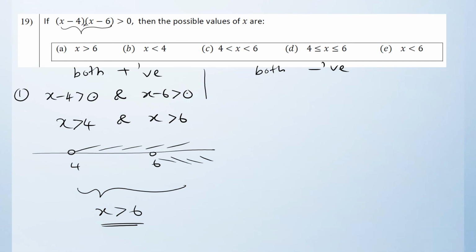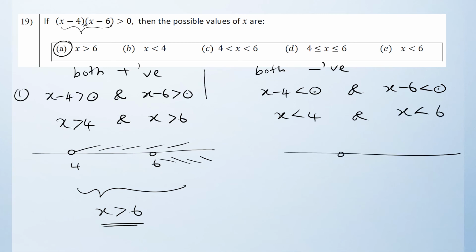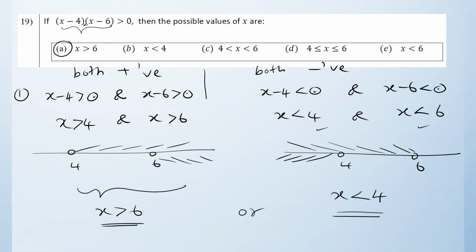So we have A as a correct one. When both are negative, x minus 4 negative and x minus 6 negative. X minus 4 negative means x less than 4 and here x less than 6. 4 here, 6 here, x less than 4 and x less than 6. So finally for any real value which is less than 4, both inequalities, this one and this one, will be satisfied. So we have this one or this one, x greater than 6 or x less than 4. So we have A and B only.